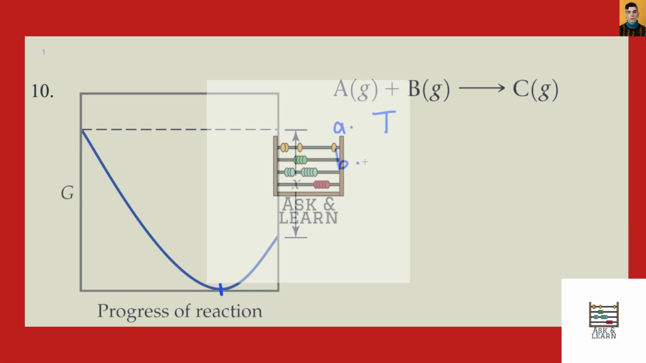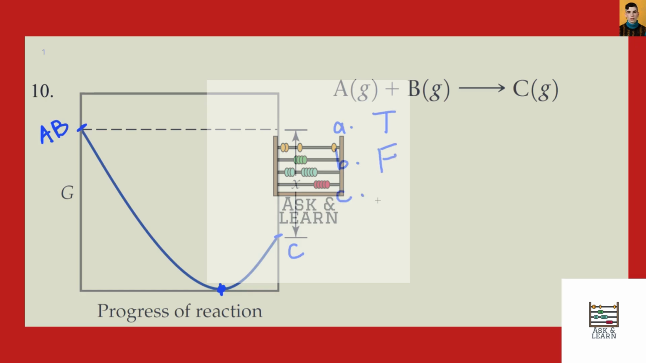Part B, this is asking at equilibrium if all A and B have reacted to give a pure C. From the graph, we know that this point is all reactant A and B, and this point will have all the product C. At the equilibrium point, it's somewhere in between these two states, so all A, B, and C will exist in the system. So B is false.